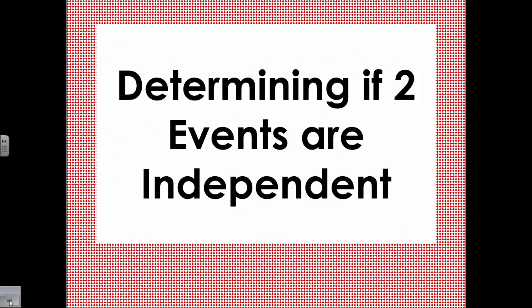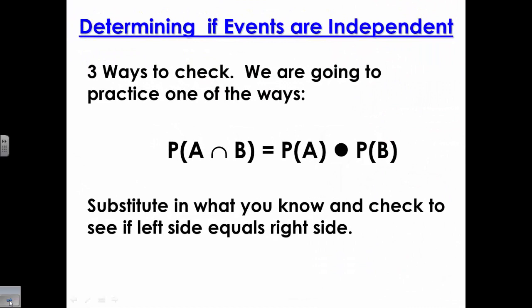Determining if 2 events are independent. There are 3 ways to check. We're only going to use one of the ways. We're going to practice using your formula by substituting in the information and see if left side equals right side.